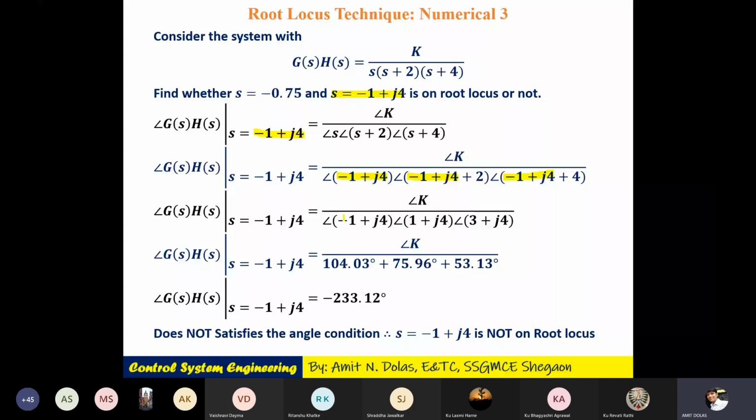Calculating tan inverse of imaginary upon real, I got this angle for the first term, this angle for the second term, and 53.13 for the third. The addition of these is 233.12, and therefore the angle is minus 233.12. It does not satisfy the angle condition. What is the angle condition? It should be an odd multiple of 180, and this number is not an odd multiple of 180. Therefore, the given point is not on the root locus. Very simple and short examples.